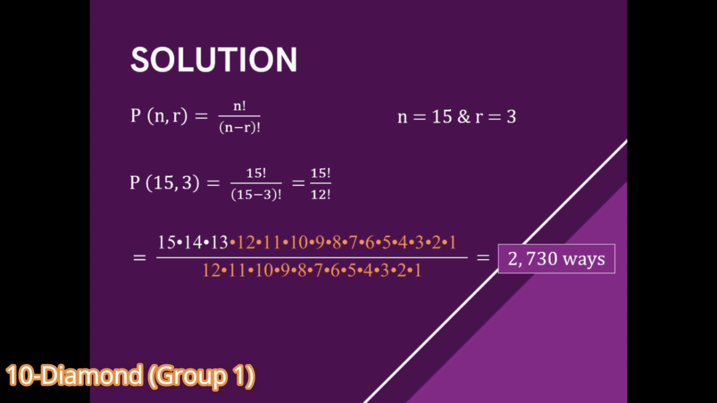By substitution, we have P of 15, 3 is equal to 15 factorial over quantity 15 minus 3 quantity factorial. Simplify it. We have 15 factorial over 12 factorial. Expand both numerator and denominator and cancel 12 factorial both on the numerator and denominator. So, for our final answer, we have 15 times 14 times 13 is equal to 2,730. Hence, there are 2,730 ways to listen to 3 different songs from a list of 15.